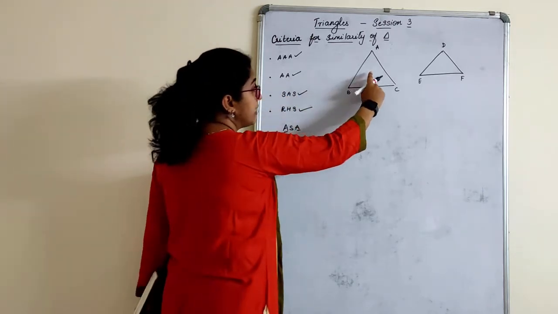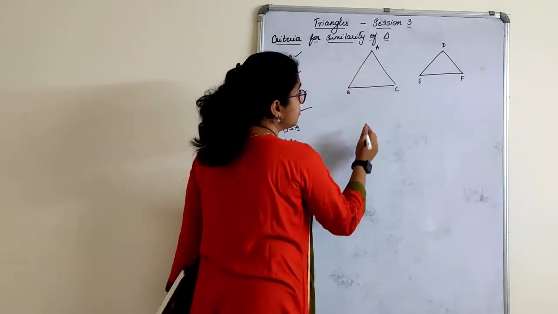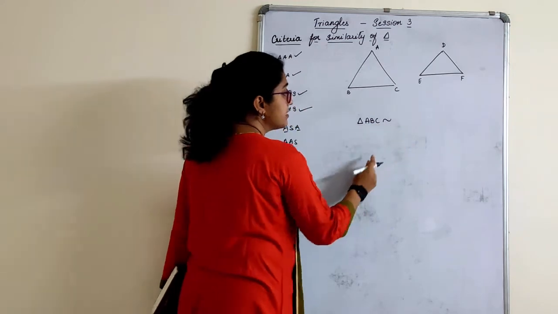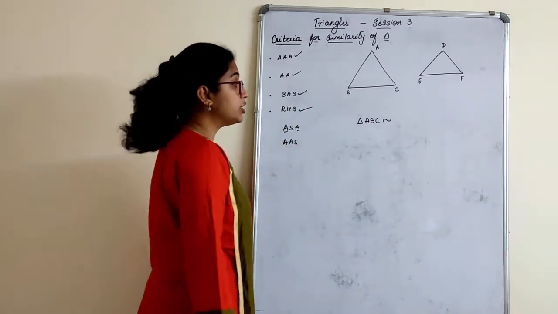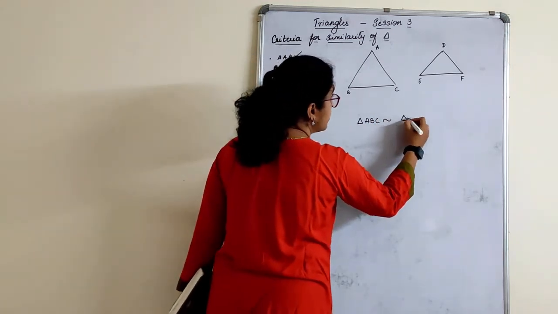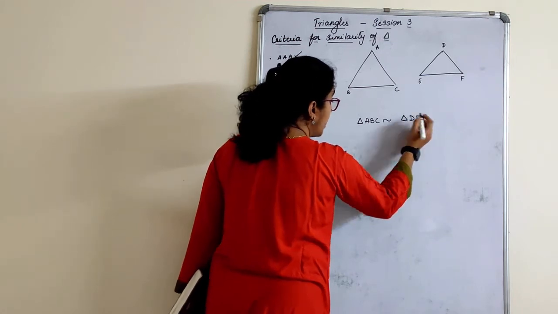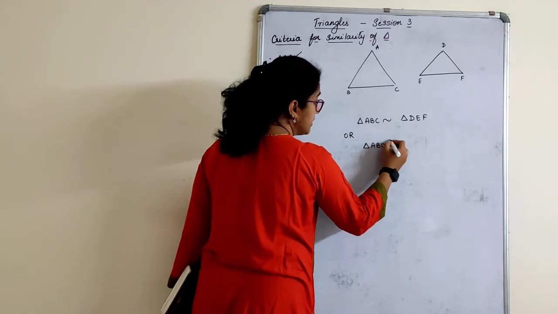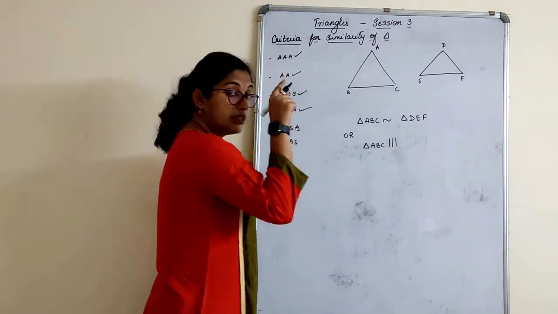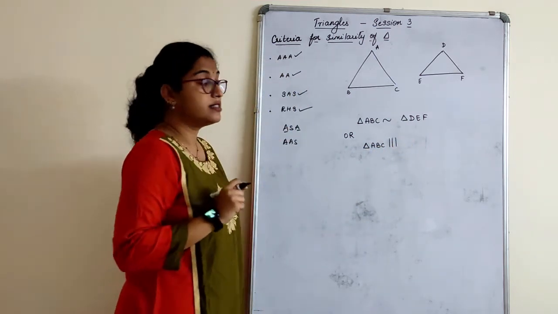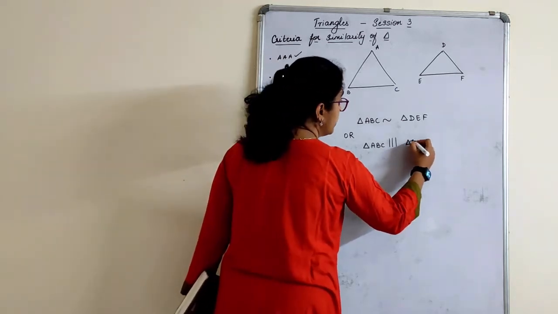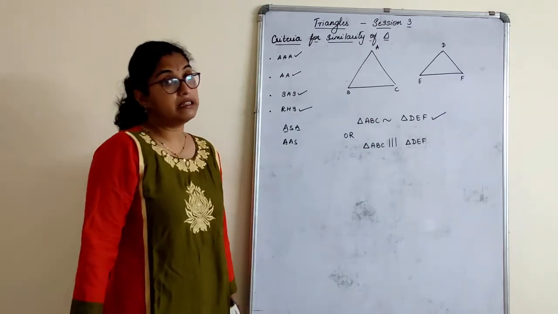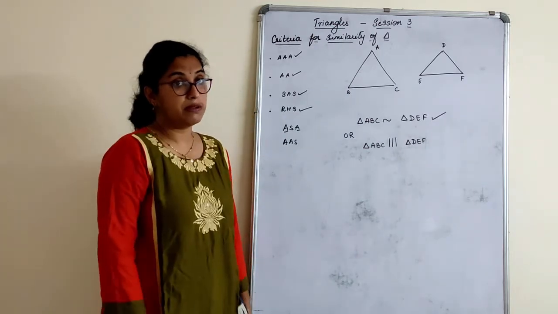Suppose I have to say that the given triangle is similar to this. If I say triangle ABC is similar, this is the symbol used for similar to, triangle DEF. Otherwise, it can also be written with three lines drawn like this, triangle ABC is similar to triangle DEF. In the NCERT book, they are using this symbol. We will follow this symbol only.